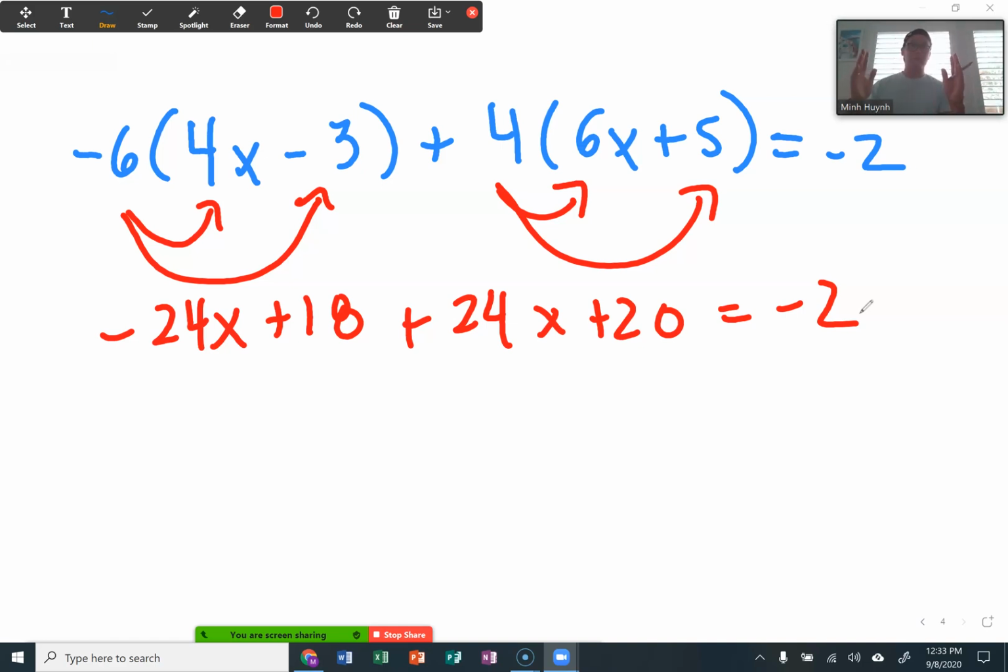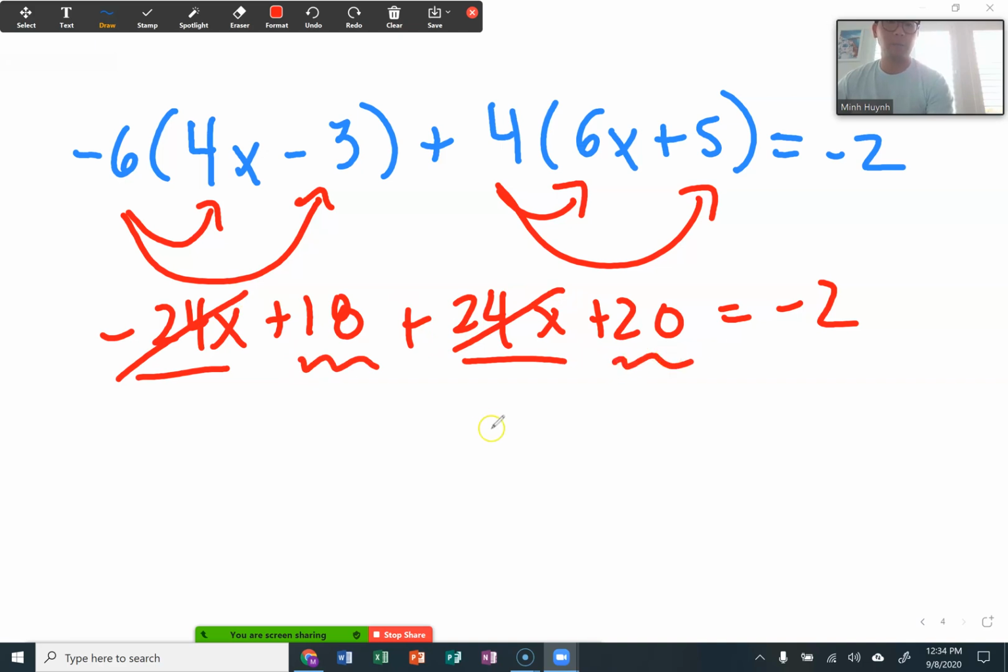So what you're going to do is just clean things up. This and this, these cancel out, so they're gone. When I add the 18 and 20, that's going to be 38 is equal to negative 2. And notice one thing, all the variables are gone. You did the math correct. Trust your instincts on this one. If you do the cancellation correct, then trust that the final answer is going to be correct as well.